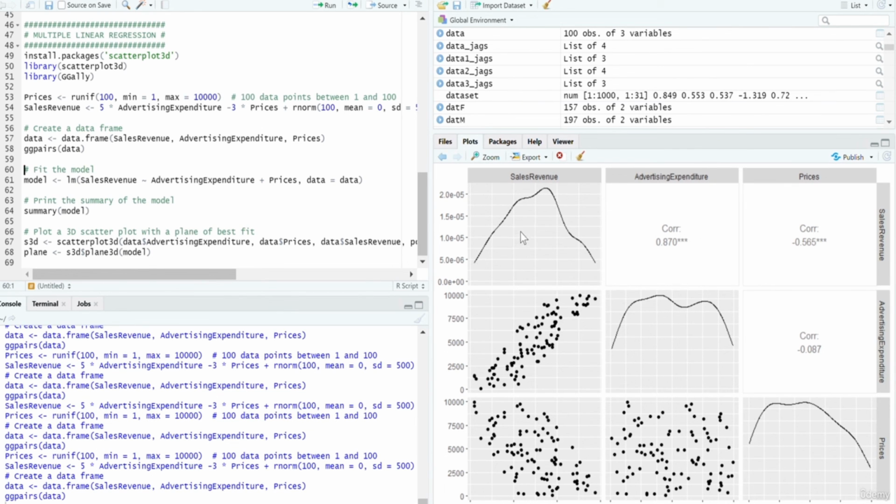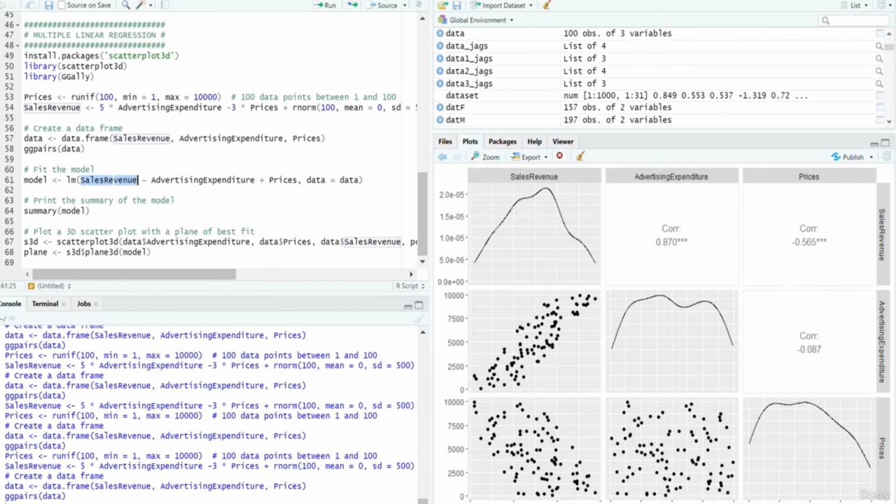The intersection of these right here, the diagonal, is the distribution, right? So it's going to take all of sales revenue and just plot the probability density function for it. And it's going to plot a density for them. And you can see these are the densities for them here. And so we can fit a linear model doing the same thing as we did beforehand.